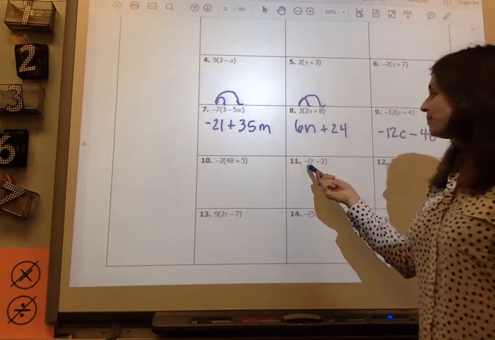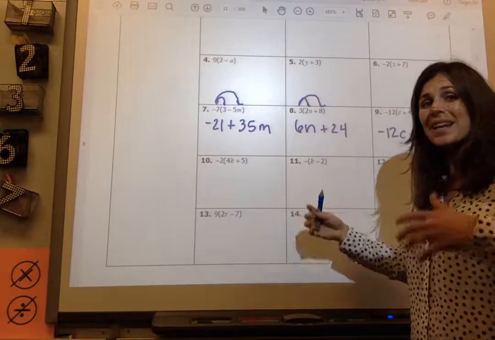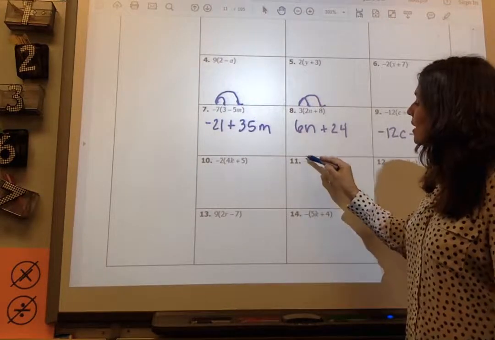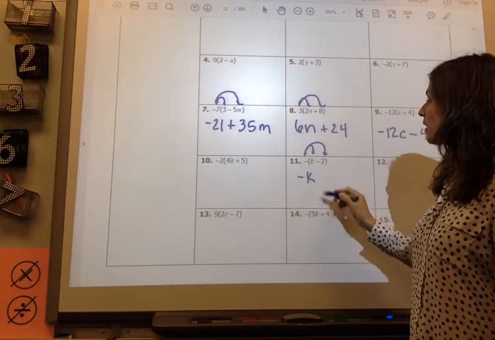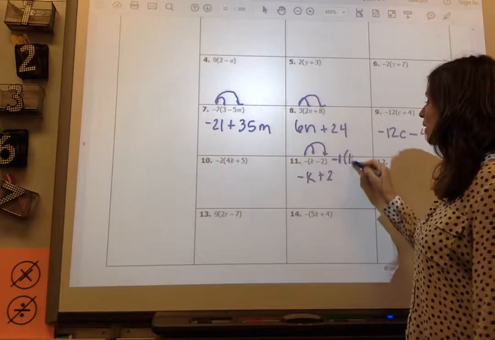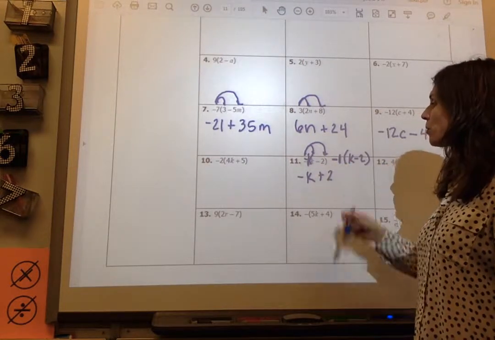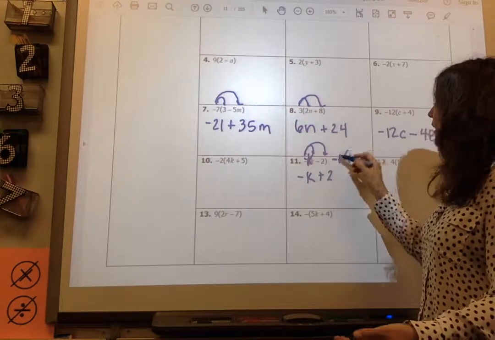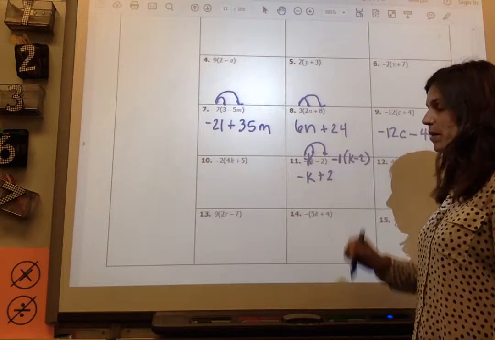Look at number 11. Using the distributive property, this is a negative, but it's really a negative 1. So you can say a negative times a positive k is negative k, and a negative times a negative 2 is positive 2. If it helps to see that negative 1, you can also write that out or stick a 1 in front of that distributive property so you can see that a negative 1 times k is a negative k, and a negative 1 times a negative 2 is a positive 2.